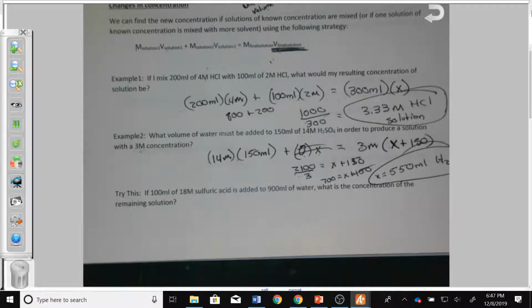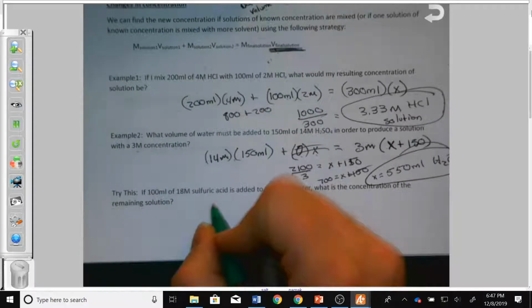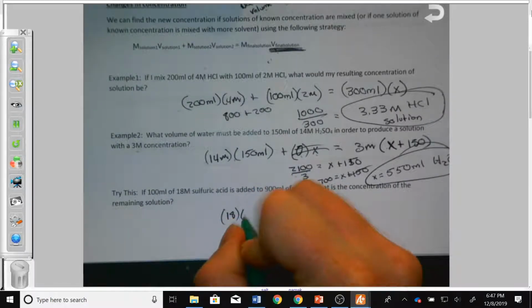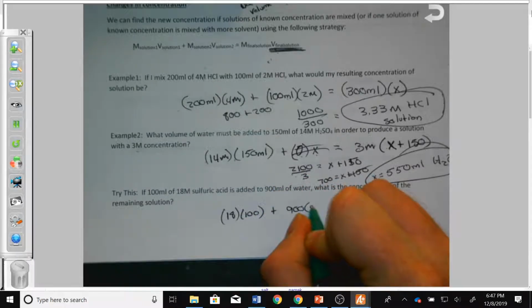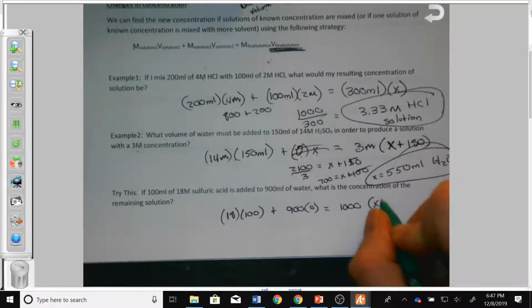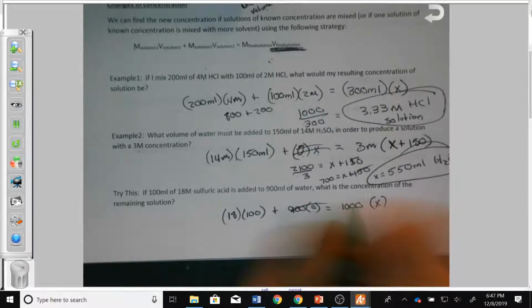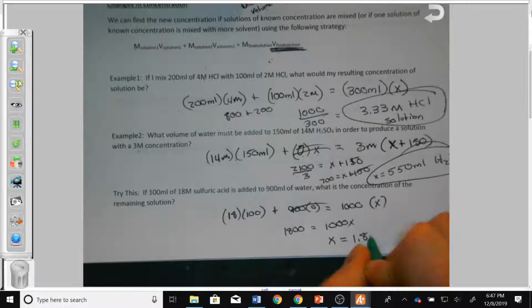Go ahead, try that one. Pause the video. Okay, so we've got 18 molar hydrochloric with 100 milliliters of it. We're going to add 900 milliliters of water to end up with 1,000 milliliters of unknown concentration. That term drops out. We end up with 1800 equals 1000 X. X equals 1.8. And that is molar. 1.8 molar.